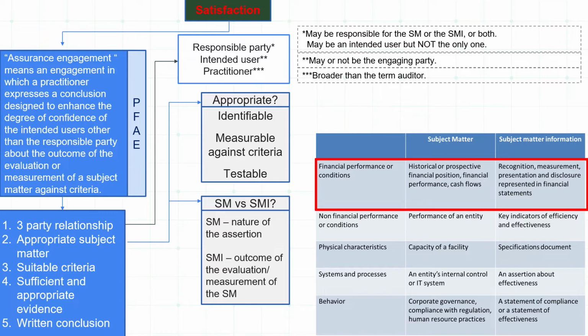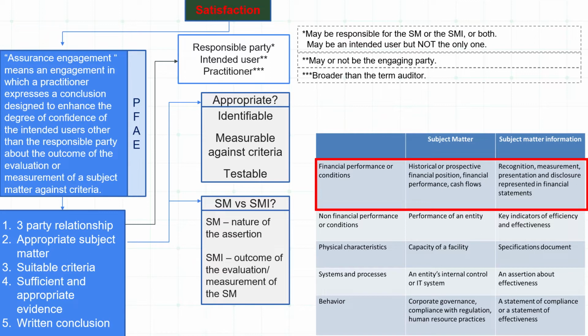We also have to point out that the subject matter and the subject matter information of an assurance engagement does not need to be limited to financial performance or conditions. As you can see, this can even refer to non-financial performance or conditions. It can even talk about physical characteristics or systems and processes or even behaviors such as that relating to corporate governance.